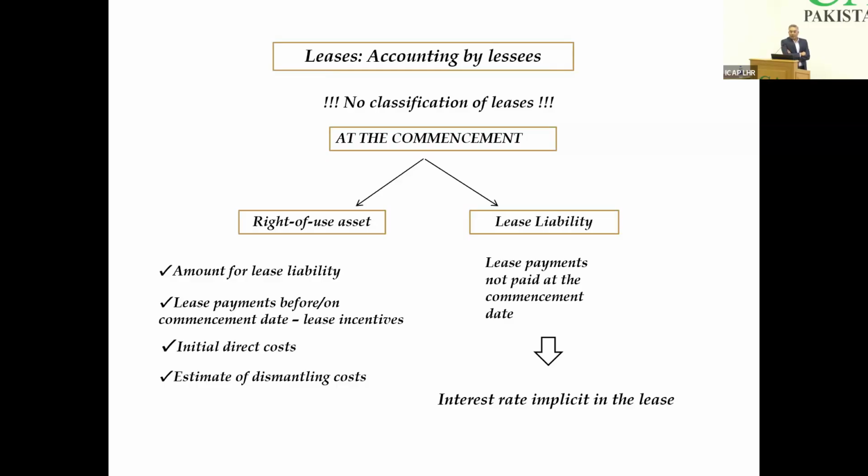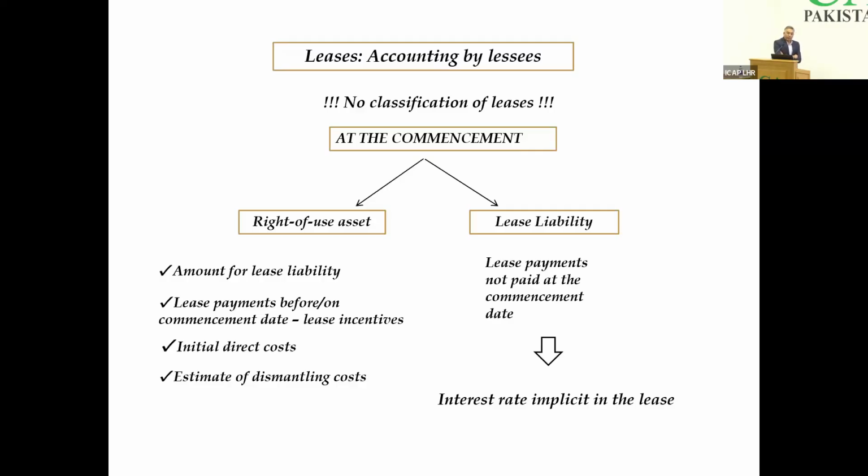On the other side, the right of use asset will be the amount of lease liability, which we calculated under the heading lease liability, plus lease payments made before or on the commencement date, meaning advance payments, then initial direct cost, and then the estimate of dismantling cost. If the lessee is required to dismantle and restore the site at the end of the lease term, then that dismantling and site restoration cost will also become part of the right of use asset.